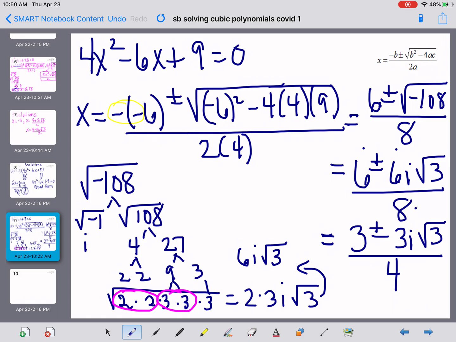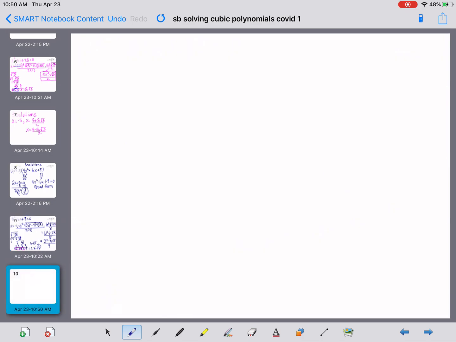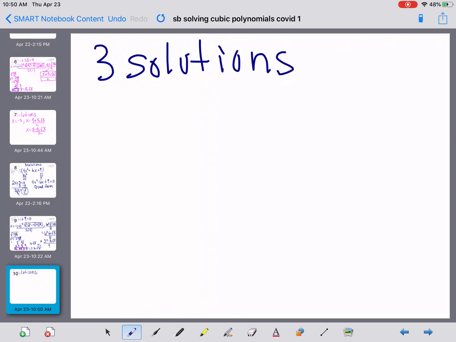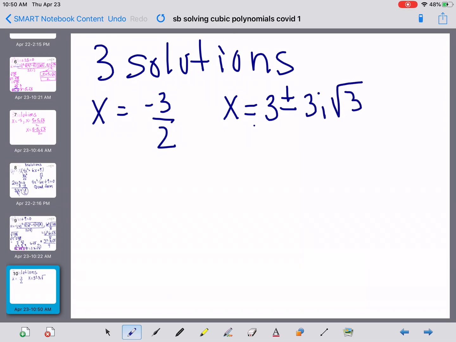And as I add in here what we ended up with in terms of our 3 solutions, once again, is that we ended up with x equals negative 3/2, and then our other answer here of x equals 3 plus or minus 3i radical 3 over 4. That is 2 solutions. You can break them apart if you really see the word 3 and you want 3 answers written down.